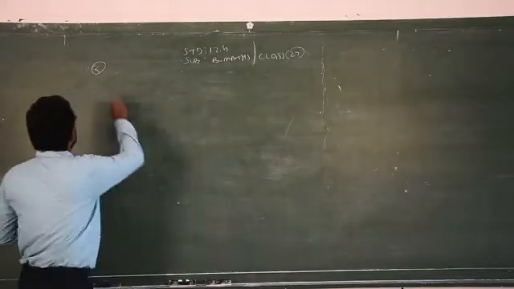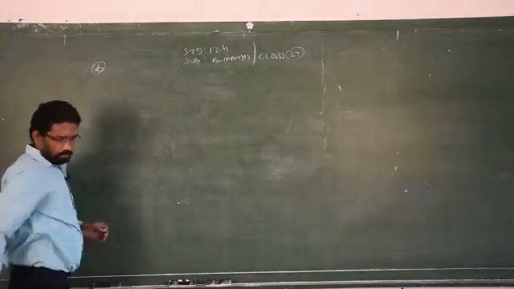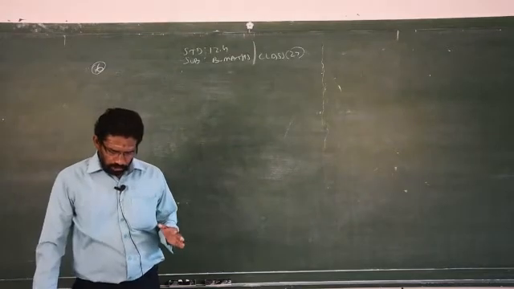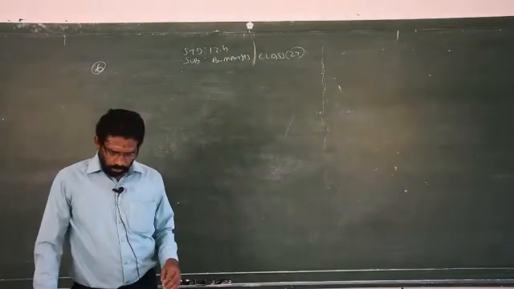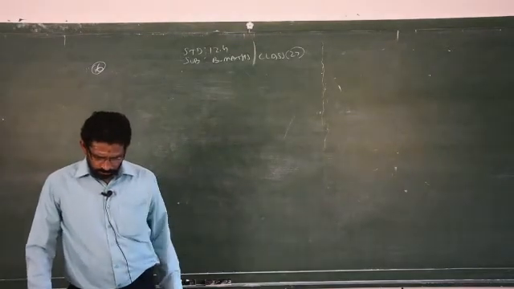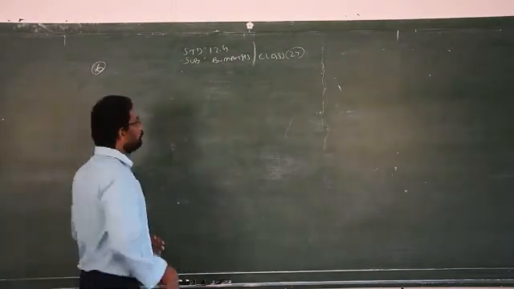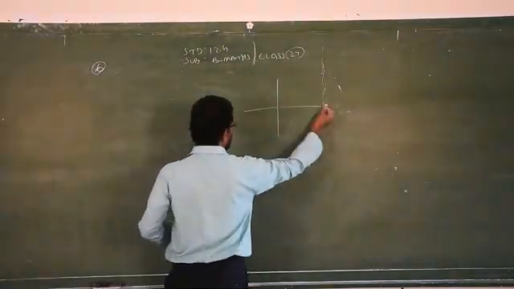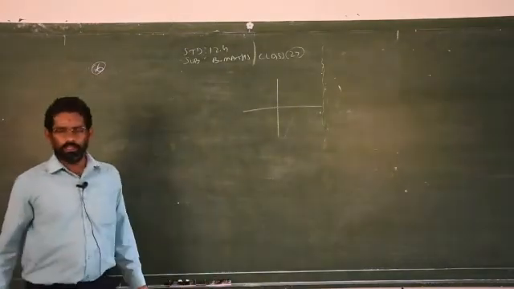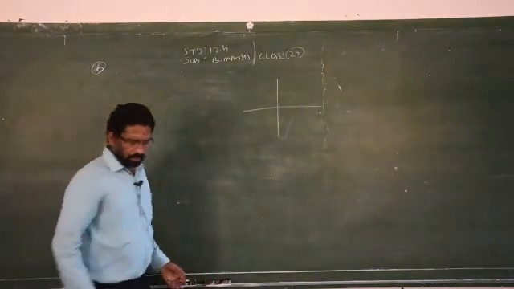Sum number 6. Find the differential equation of all the circles passing through the origin and having the center on the y-axis. Very simple. See, just for explanation I draw a graph. It is given very clearly.